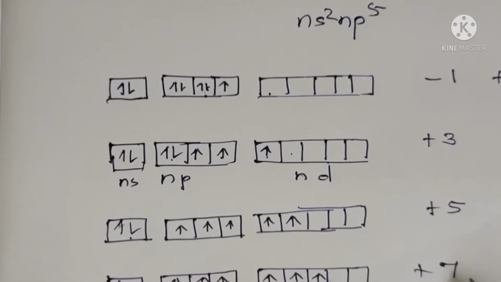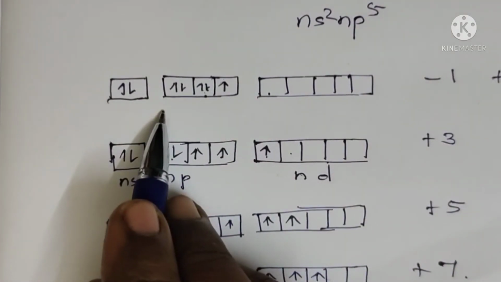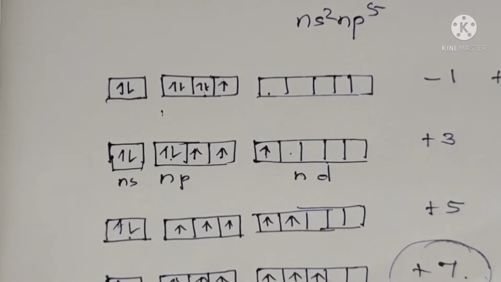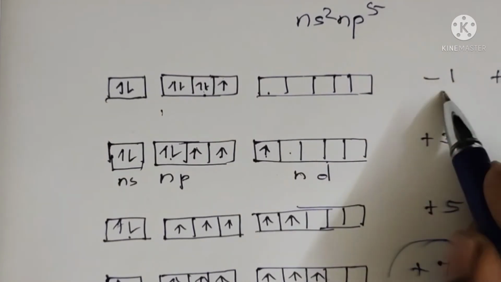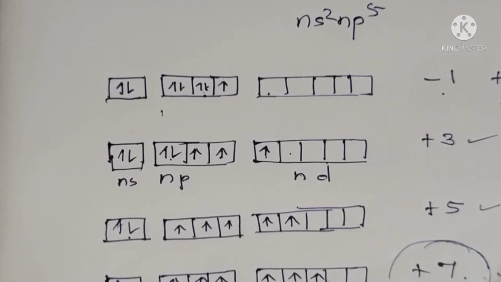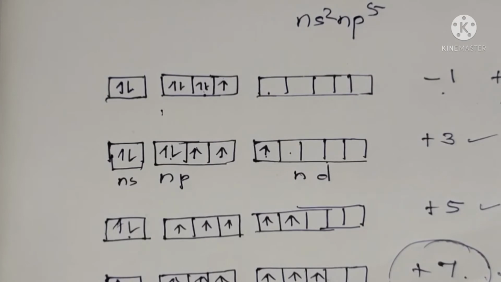We studied in p block elements, since they contain 7 electrons in their outermost orbital, +7 is the common group oxidation state. So usually halogens exhibit -1 or +1 oxidation state. Other than this, they can also exhibit +3, +5, +7 oxidation state.